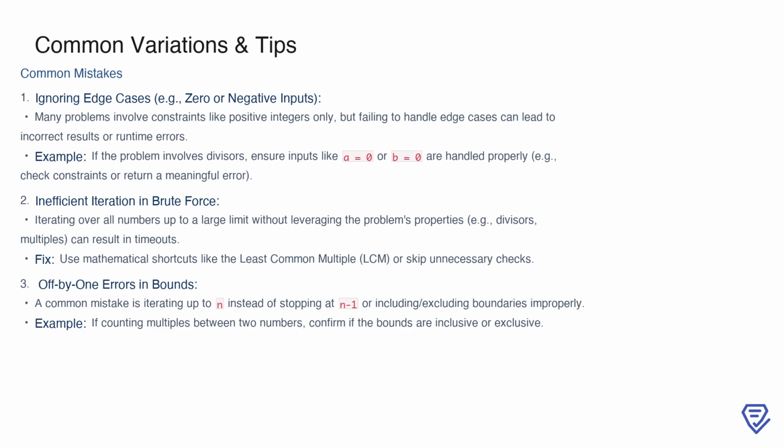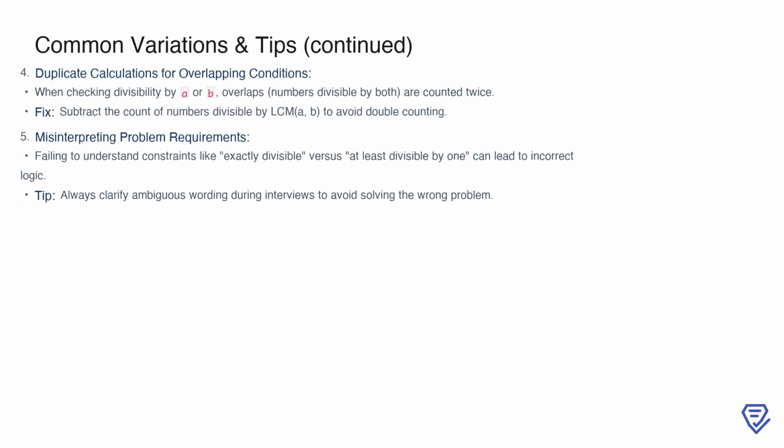problem description. Another common issue is duplicate calculations when handling overlapping conditions. For example, when counting numbers divisible by a or b, those divisible by both will be counted twice. To fix this, you need to subtract the count of numbers divisible by the LCM of a and b to avoid double counting. Misinterpreting problem requirements is another area where errors often occur.